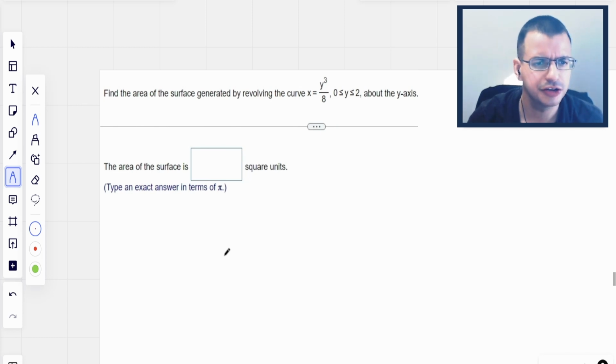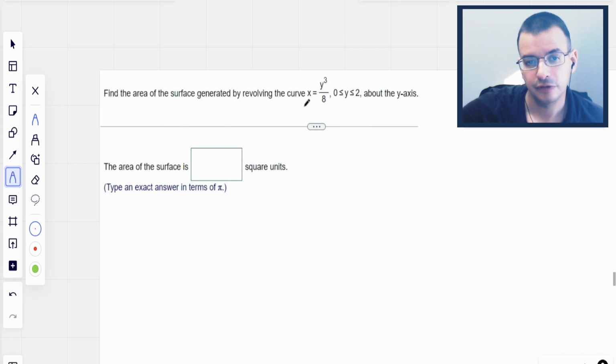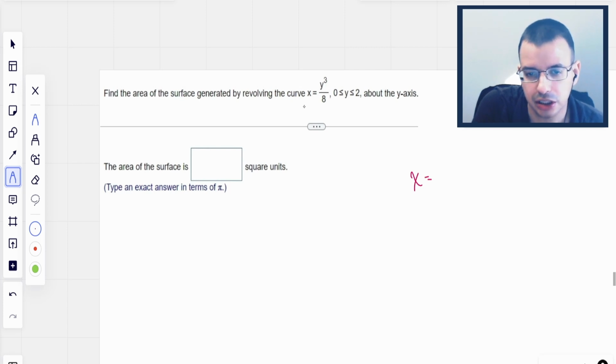Find the area of the surface generated by revolving the curve x equals y cubed over 8, 0 less than y less than 2, about the y-axis. Okay, the surface area is in square units. All right, so first thing I'm going to do is write down the equation y cubed over 8, 0 less than or equal to y less than or equal to 2.